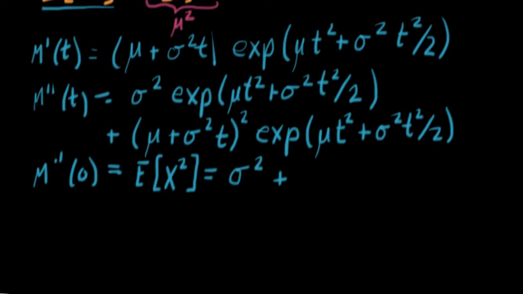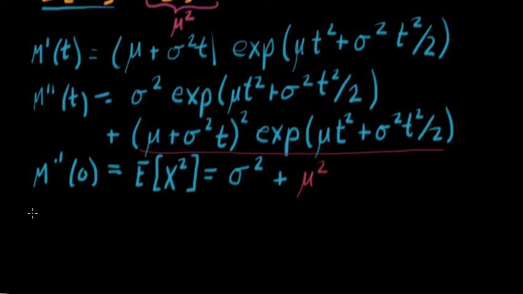And then this term, to evaluate that, we notice that, well, again, all of this is 0, so this is just e to the 0, which is 1. So 1 times whatever this is, so mu plus 0 squared, so that's just mu squared.